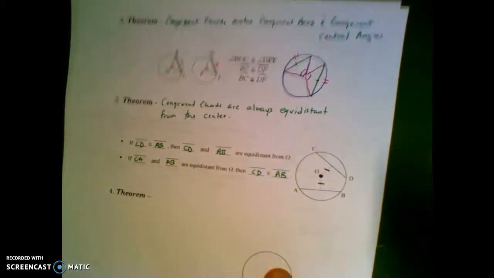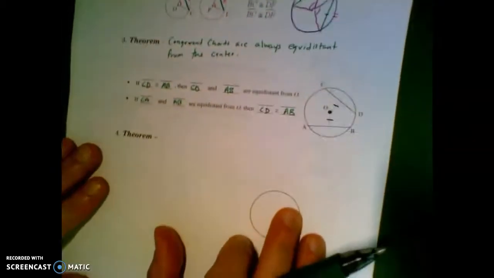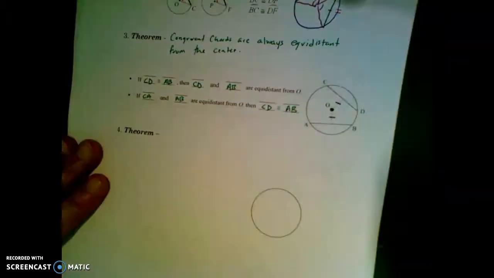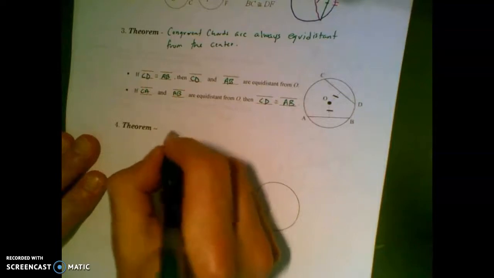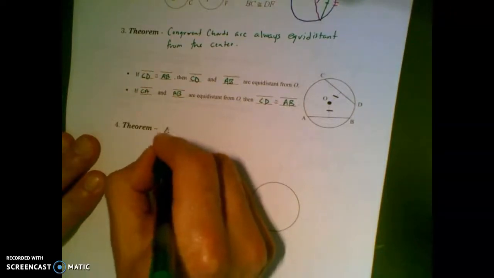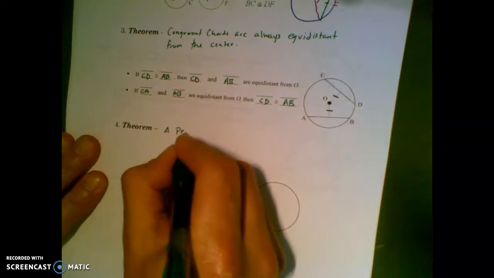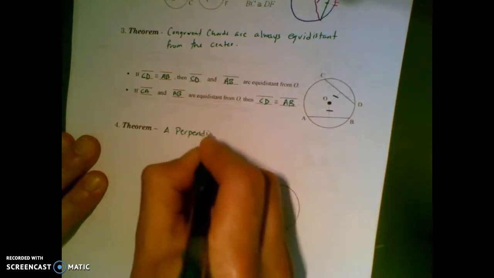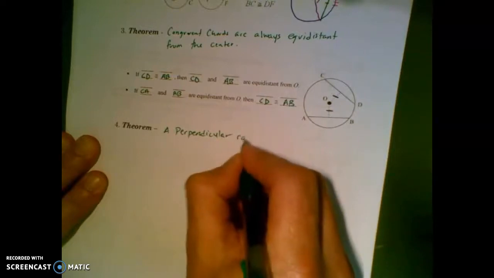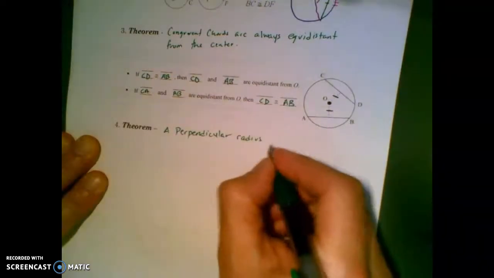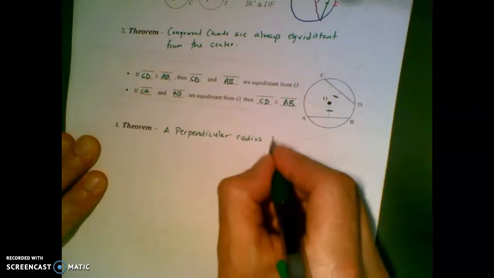There's another theorem which I covered on the kitchen floor, and that dealt with a single chord, and when I intersect that with a radius. So a perpendicular radius bisects the chord.